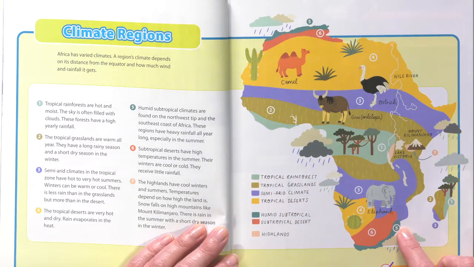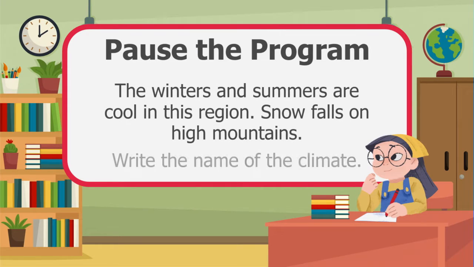All right, now which region has cool winters and summers? Snow falls on high mountains. This time I want you to take out your whiteboard and I want you to write down the name of the region. The answer is the Highlands region. If you wrote Highlands, you're right.